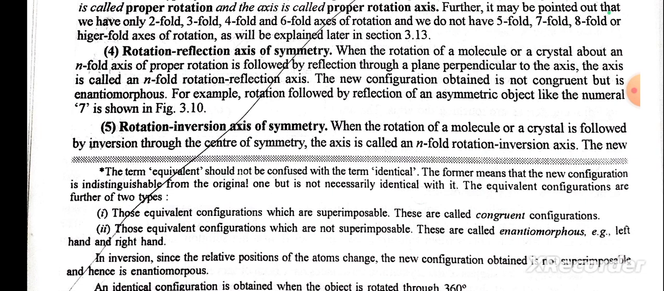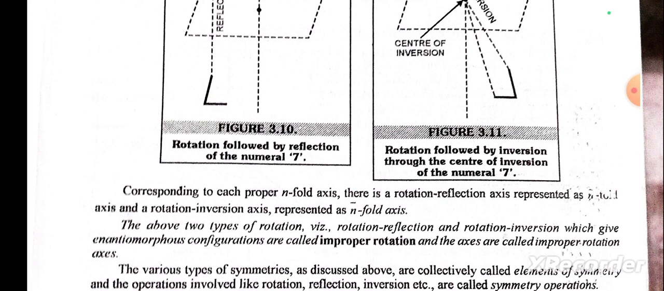For example, rotation followed by reflection of the numeral 7 is shown in figure 3.10. Rotation-inversion axis of symmetry. When the rotation of the molecule or the crystal is followed by inversion through the center of symmetry, the axis is called the n-fold rotation-inversion axis, and the new configuration obtained is not congruent but is enantiomorphous, as in the above case. For example, rotation followed by inversion of the numeral 7 is represented in figure 3.11.